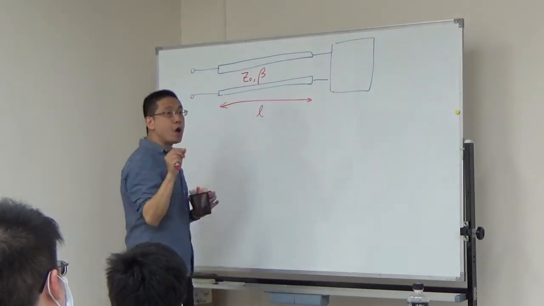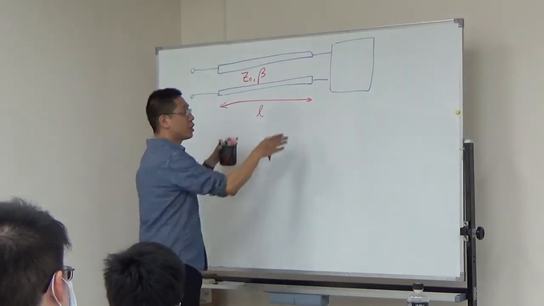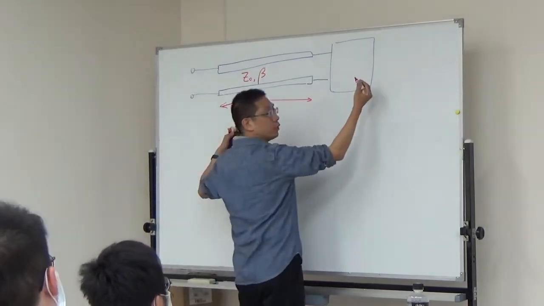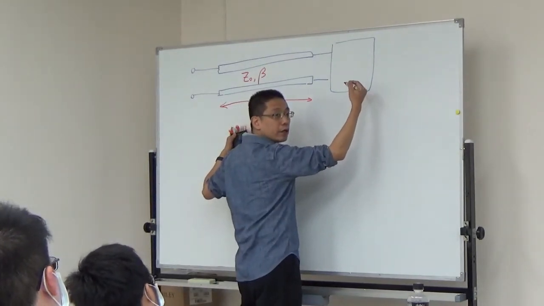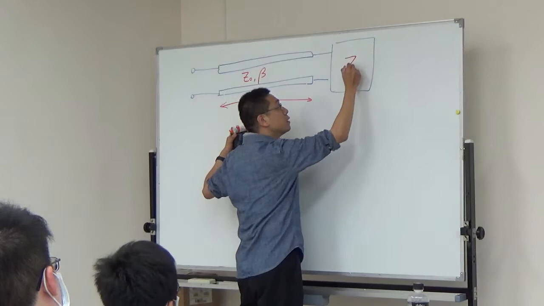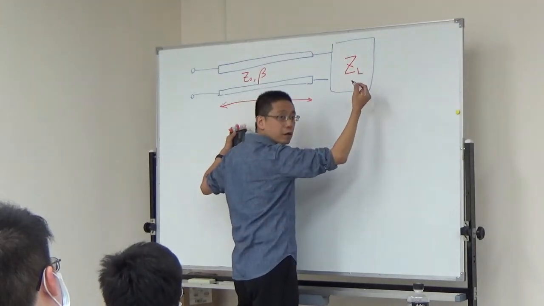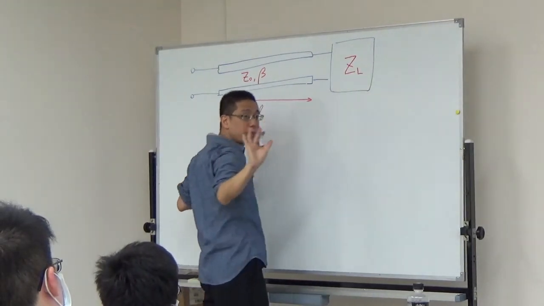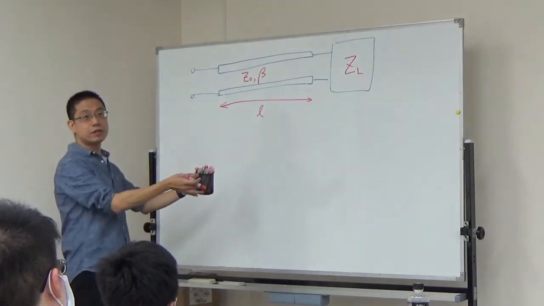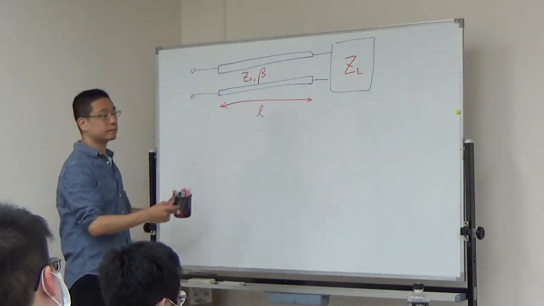We connect this transmission line to a load. The load has an impedance ZL. We don't have any problem so far. Those are just the unknowns.